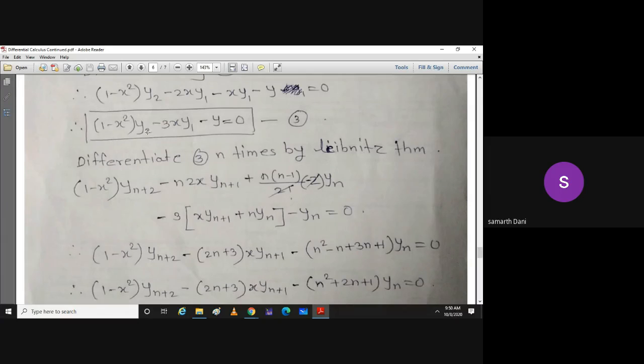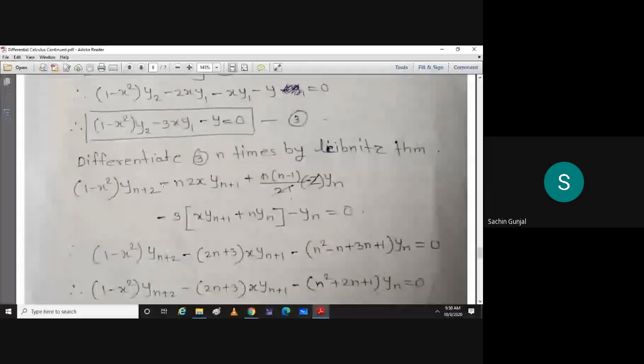Okay. So NC0 is 1. Nth derivative of u. So u is y2. What is the nth derivative of y2? y n plus 2, isn't it? Exactly. And v as it is, 1 minus x square.